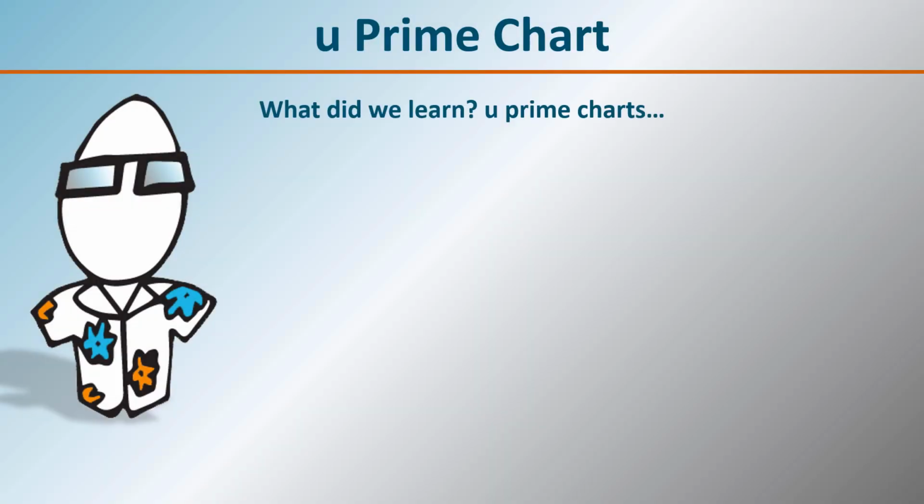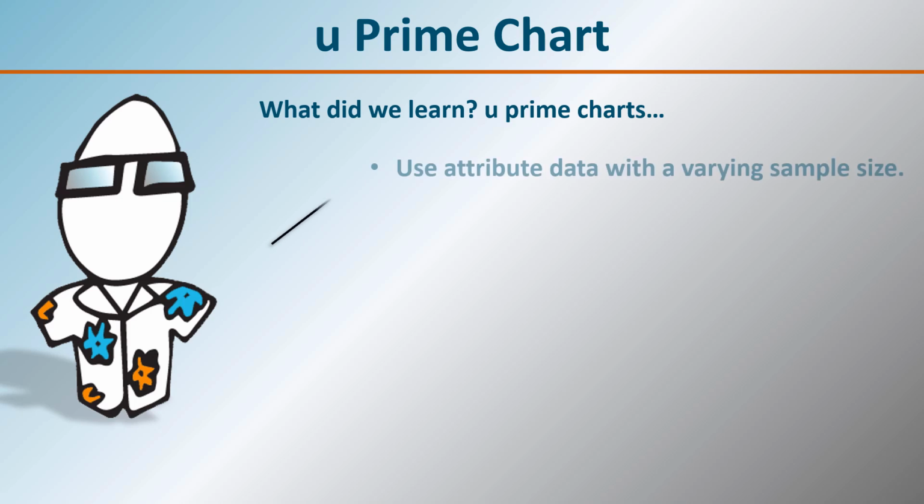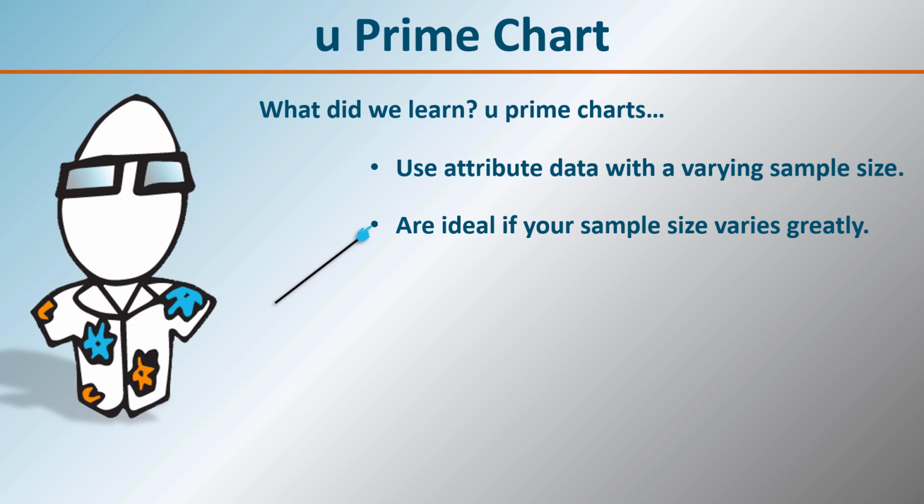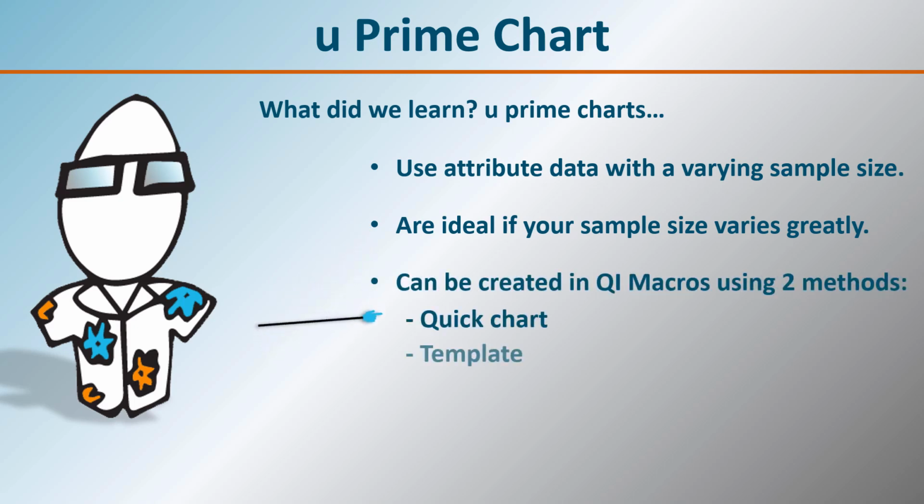So that's it. What did we learn? U-prime charts use attribute data with a varying sample size. They are ideal if your sample size varies greatly, and they can be created in QI macros using 2 methods, a quick chart or a template.